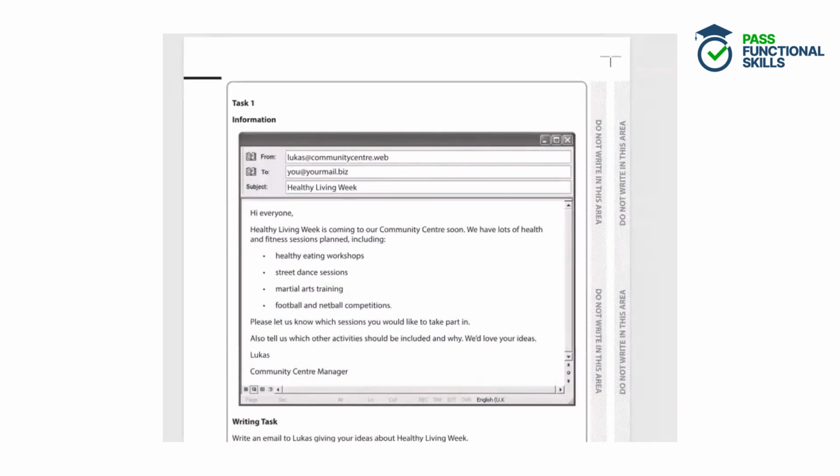Let's take a look at the first task. So here we've been given information in the form of an email. So the subject of the email is Healthy Living Week, so we know that the topic that we're going to be writing about is health.